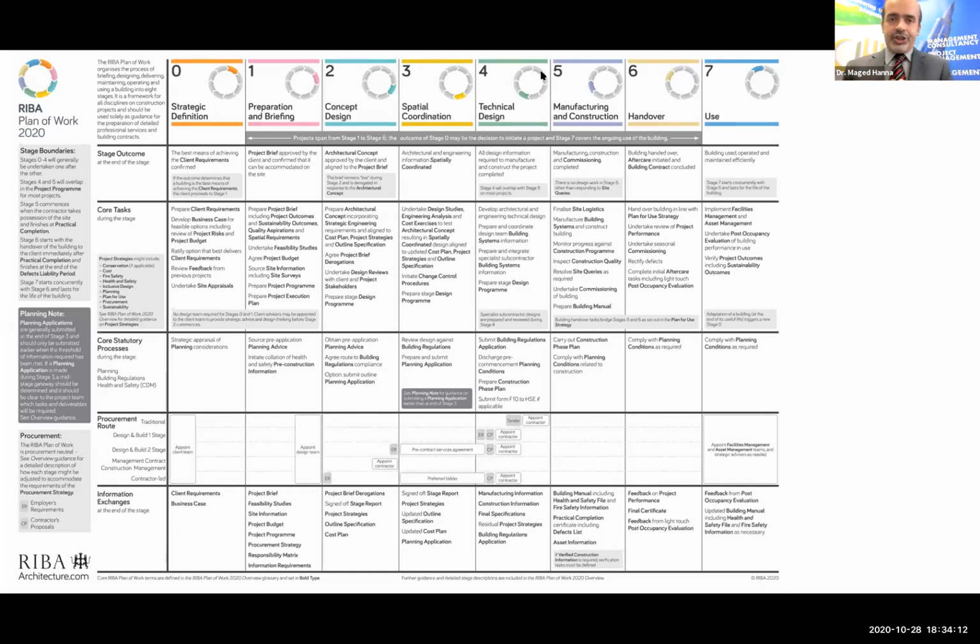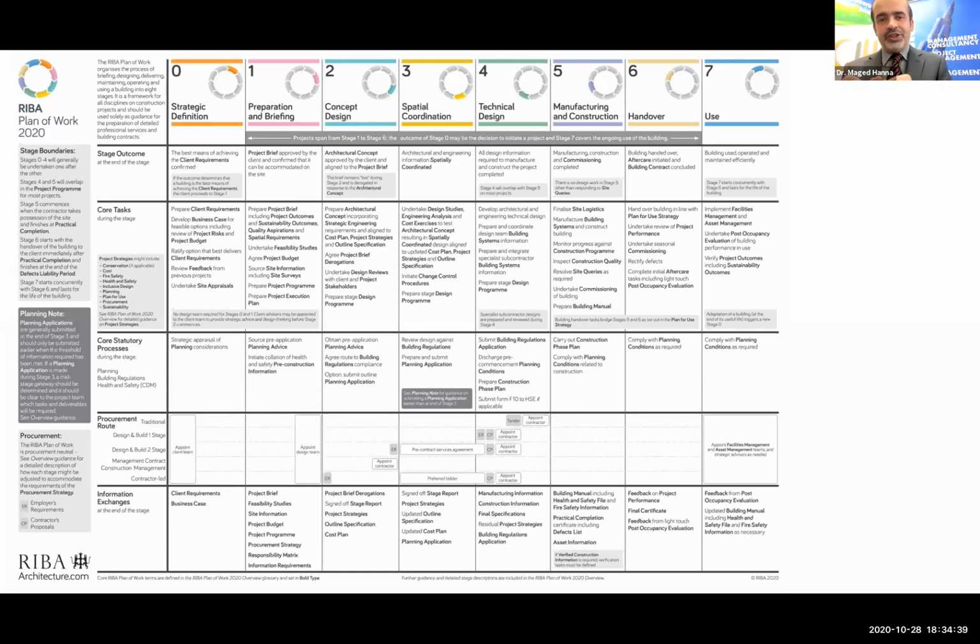But when we reach the end of the defect liability period, then we reach stage 7, which is when the product is now under use. So here starts the maintenance, the preventive maintenance, and then we have facility management working over the assets to try to achieve the client project objectives.